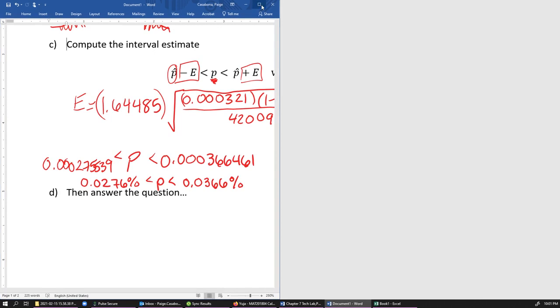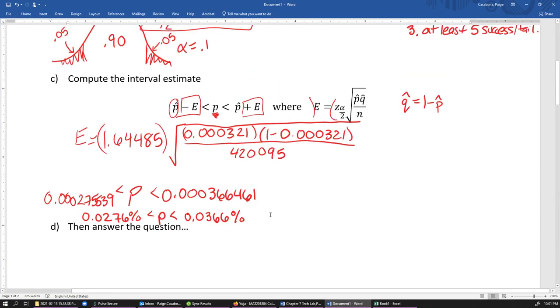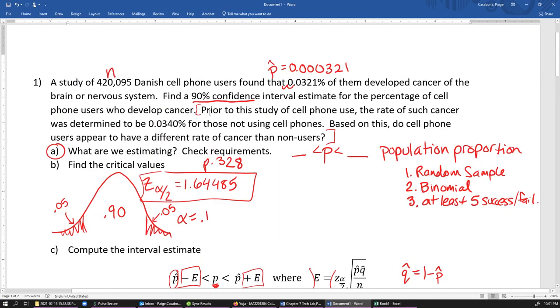Now, this particular problem wanted me to do more than just find the interval estimate, but it also had this question. So prior to this study of cell phone use, the rate of such cancer was determined to be 0.0340% for those that are not using cell phones. Based on this, do cell phone users appear to have a different rate of cancer from non-users?